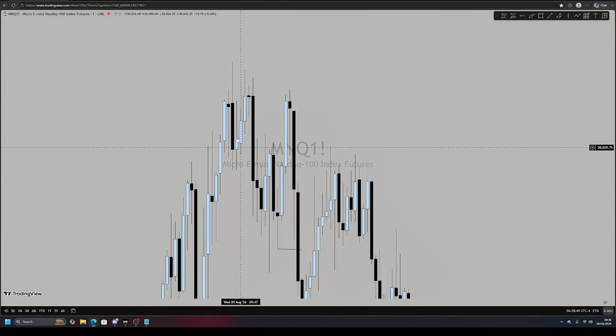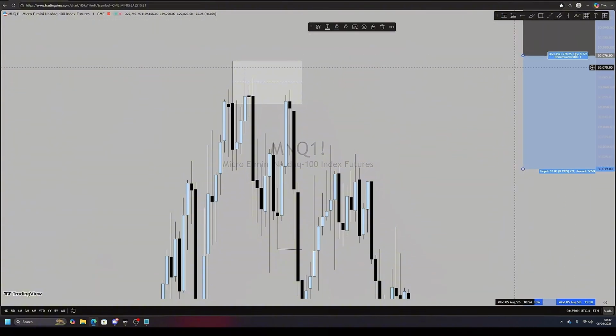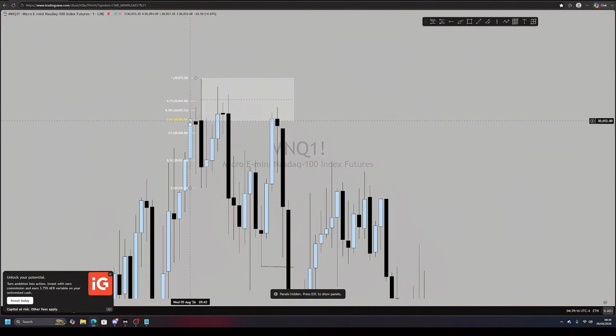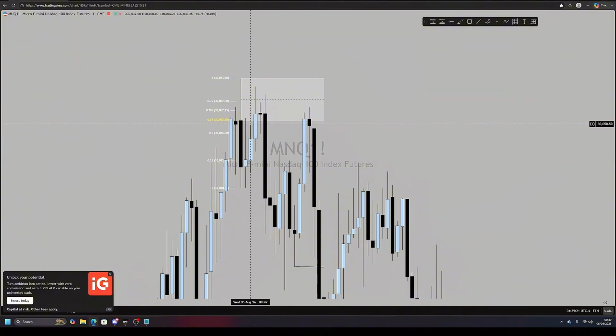So right here, how would I risk manage? I've got a bearish rejection block. We'll mark out from the high to the low. Now here, we do not have the golden zone aligning with the CE. Sometimes it taps CE. It taps the golden zone without touching CE.